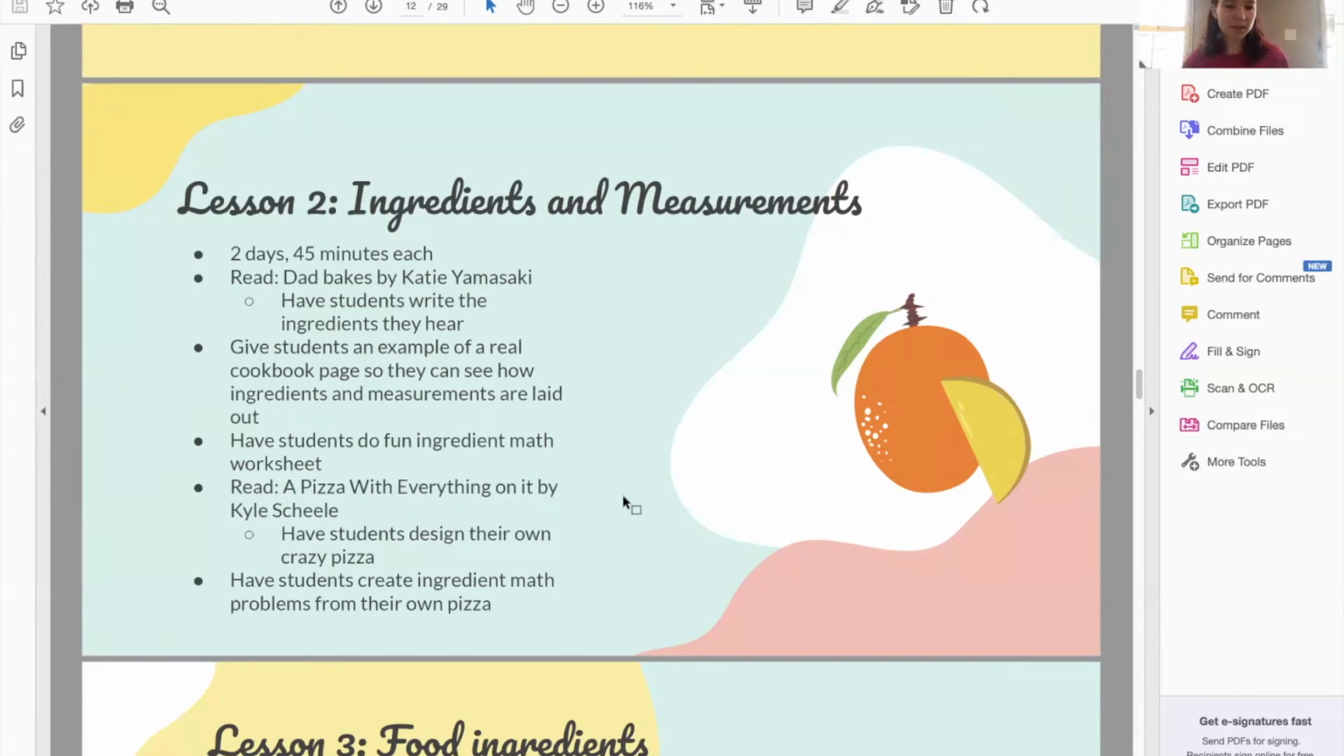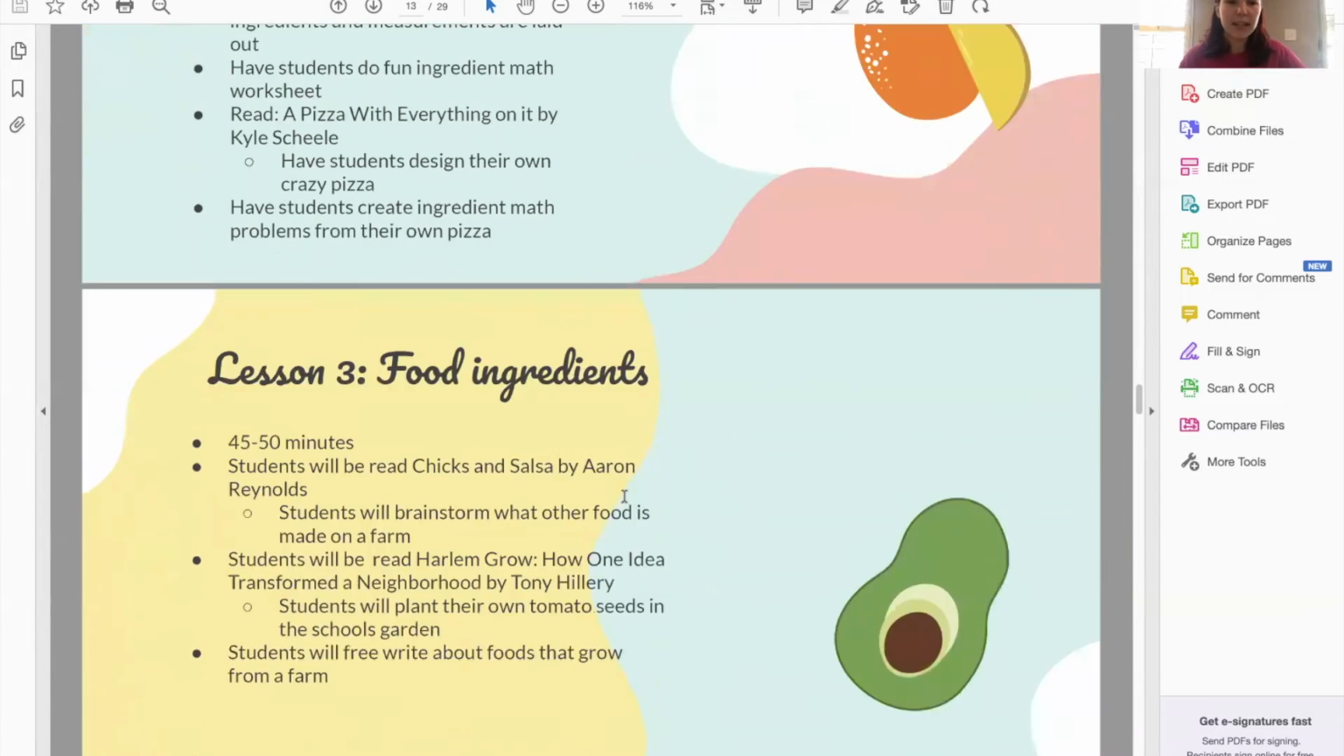Then this is the fun book: read A Pizza with Everything on It by Kyle Sheely, and have students design their own crazy pizza. That would be the fun art thing, and they have to create their own ingredient math problems to go along with their pizza. So that gets them creating in multiple different ways.